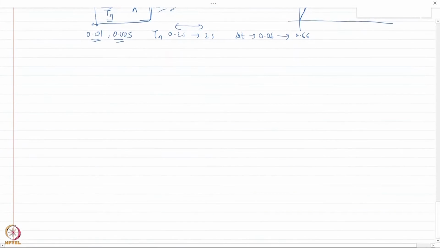All right, so this was the discussion on the central difference method, which is perhaps one of the easiest methods that could be universally utilized for linear and non-linear systems altogether. The next type of method that we will discuss is called the Newmark method.